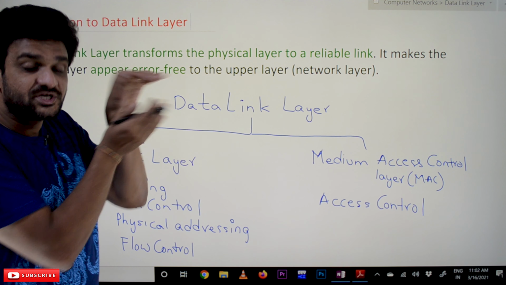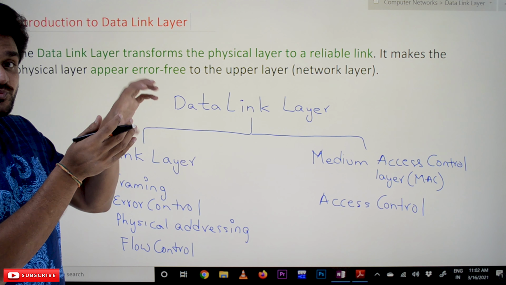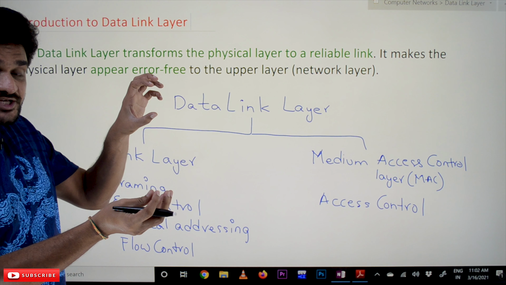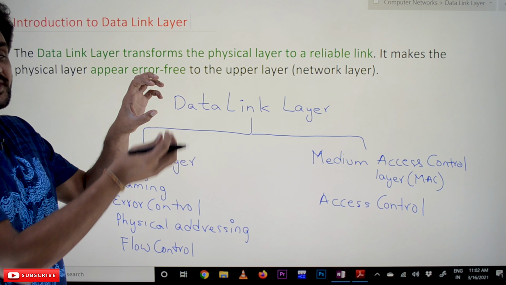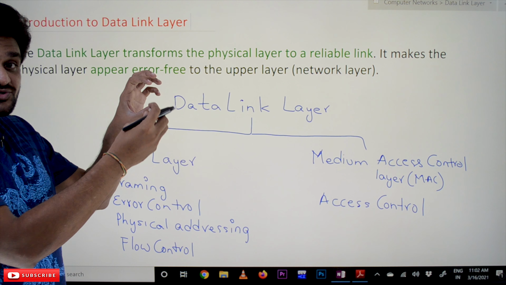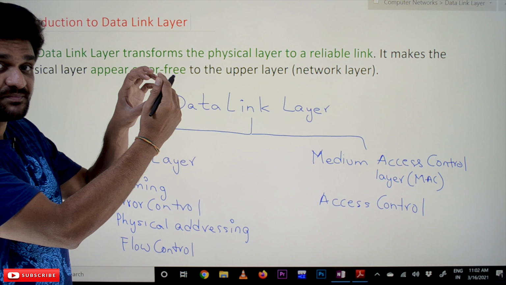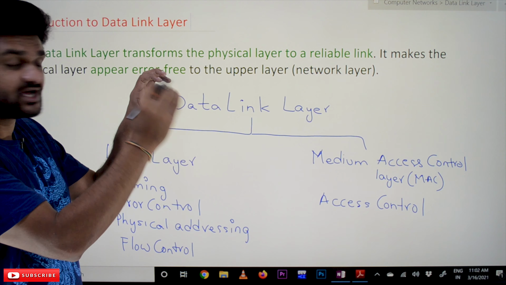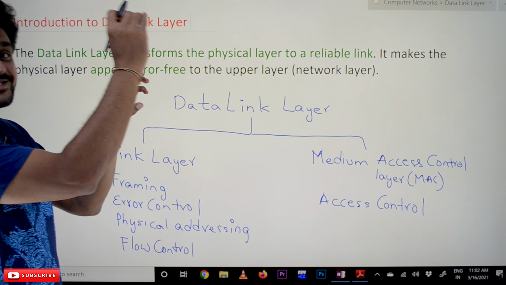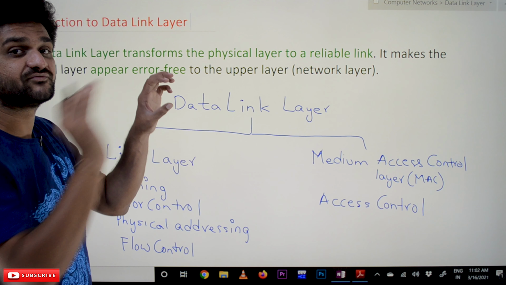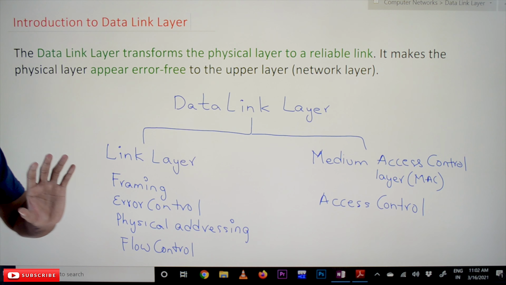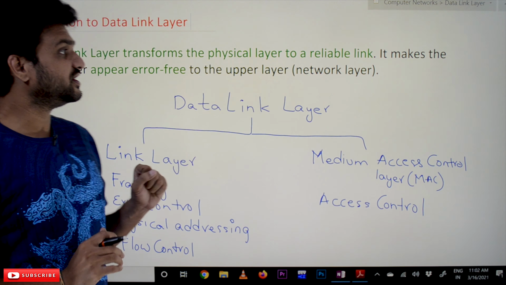The main objective of the data link layer is to take the content that has been received from the physical medium, check that the bits that are transmitted are error free, and send it to the next upper layer, which is network layer. So that is the objective of data link layer.